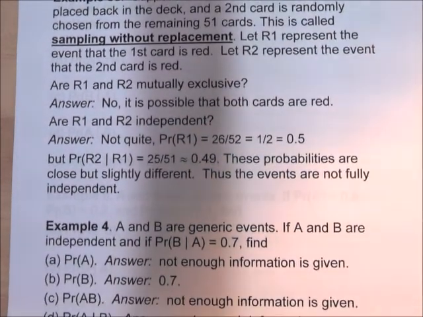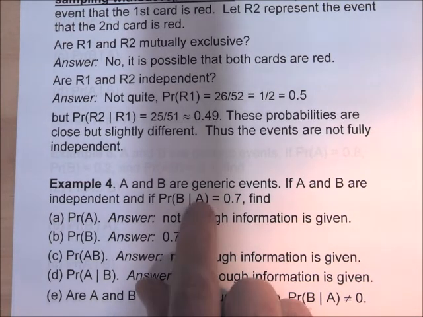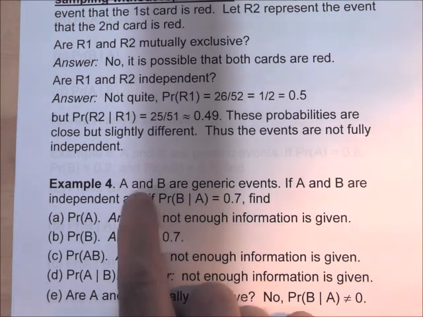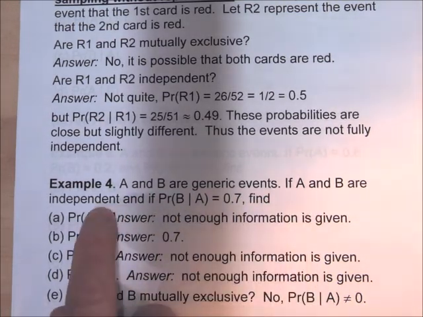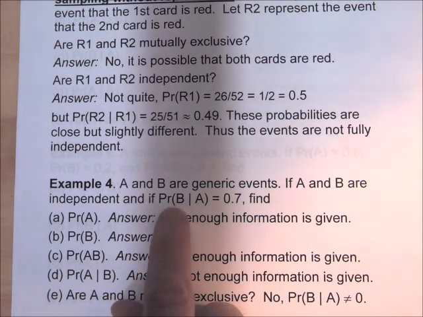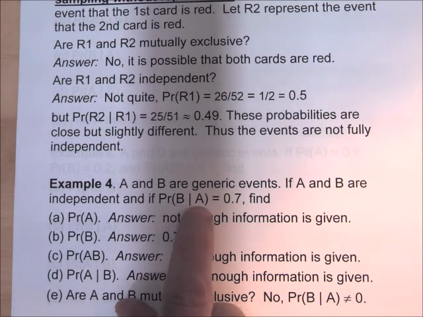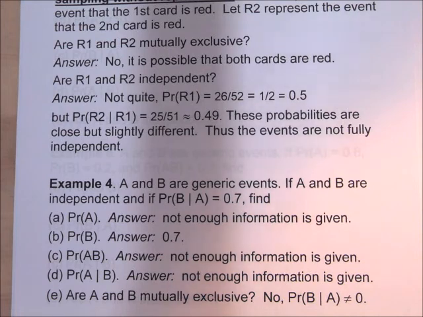Okay, so let's get into some generic events now, because the examples we've done in the videos have mostly been in a particular context, but some of the problems you'll encounter in WebAssign do not have any particular context. So A and B are 2 events, and let's suppose in this example A and B are independent, and we're given the probability of B if A is equal to 0.7. So we're given the conditional probability.